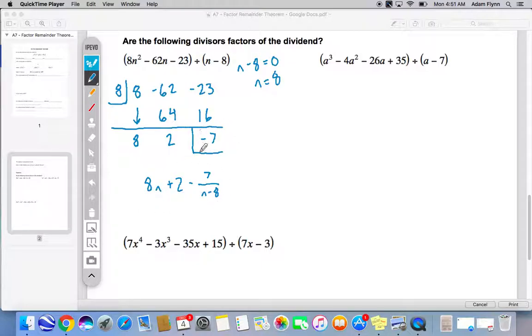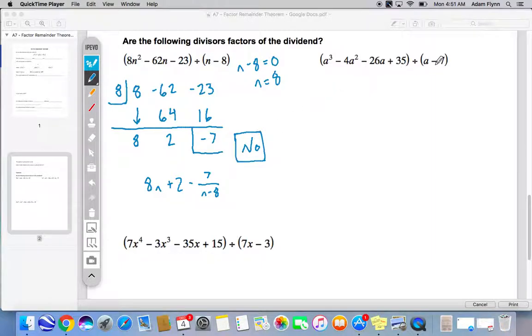Okay? You don't have to write this if you don't want. If you realize here that your remainder is not 0, it's asking, are the following divisors factors of the dividend? Our answer here would be no. Okay? And of course you need to show some work. This is not a 50-50 guess where if you just say no and you happen to be right, you get full credit for it. Okay?